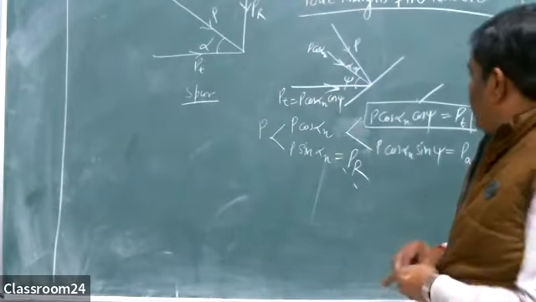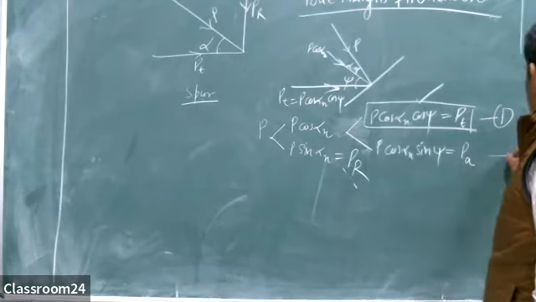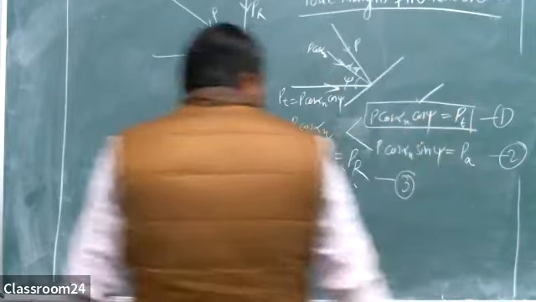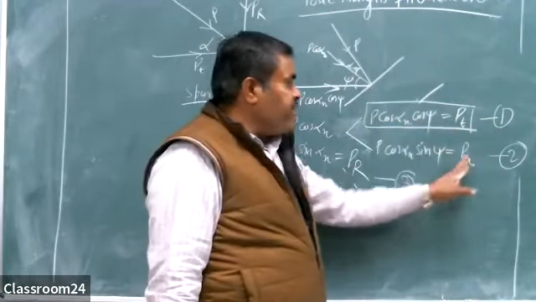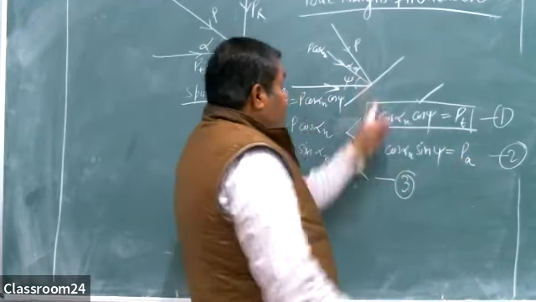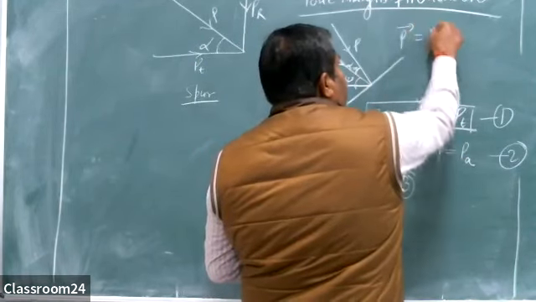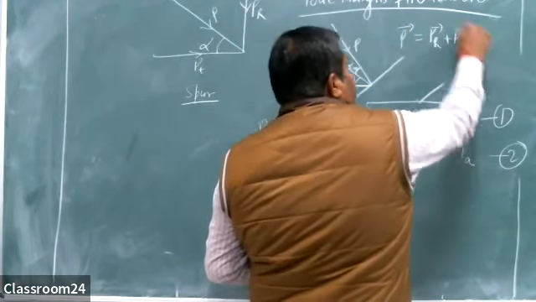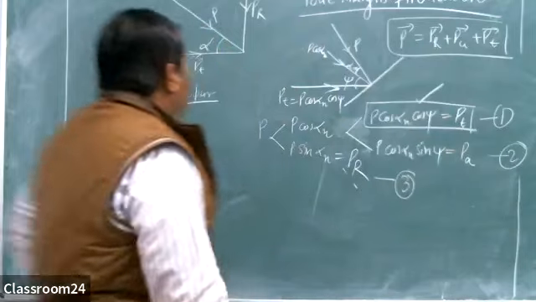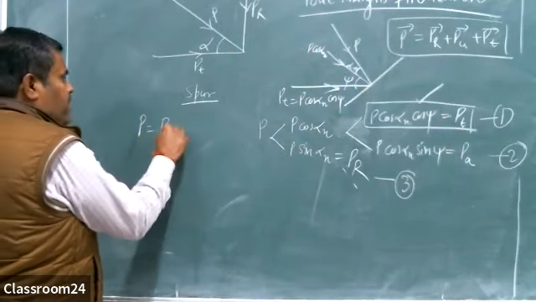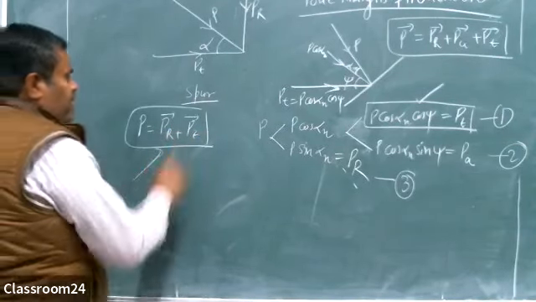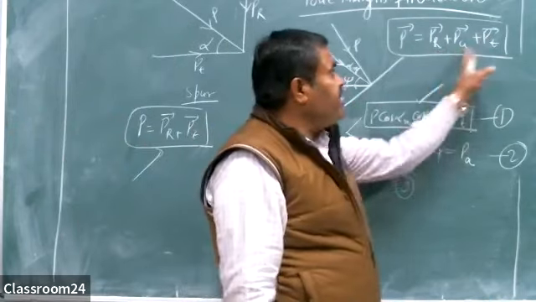Let me call this equation number 1, this equation number 2, and this equation number 3. So there are three equations: the first is the tangential force, the second the axial force, and the third the radial force. P is the resultant of all these forces. So the vector P is the resultant of PR plus PA plus PT, the vector summation of all three forces. In case of spur gear, it has only two components; in case of helical gear, it has three components.